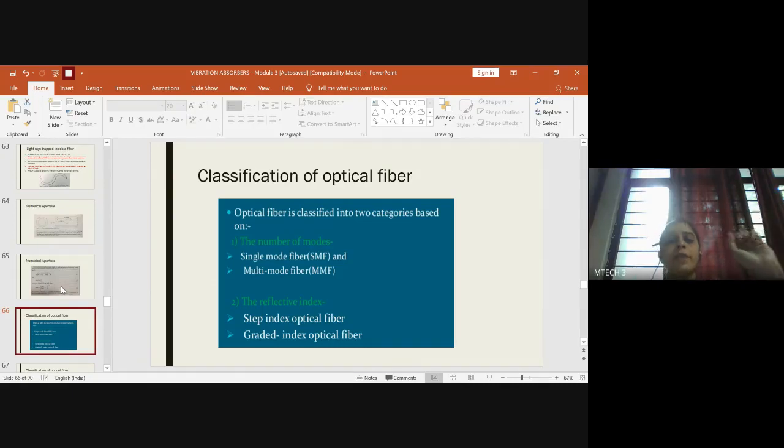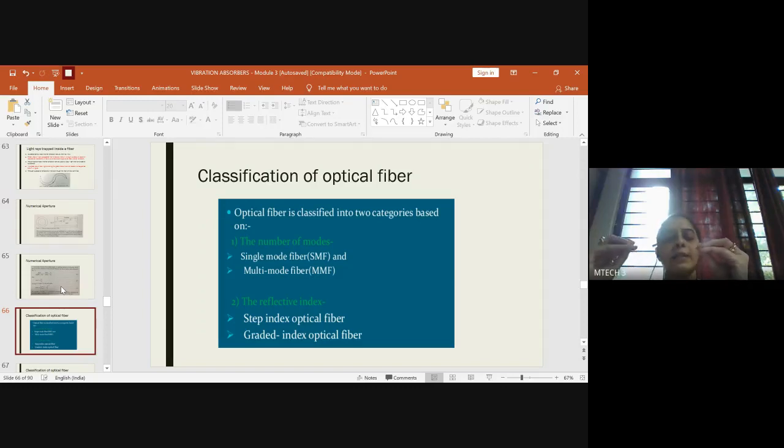See, basically we have two types of classification. One is based on the number of modes with which the light rays is transmitted. Second one is based on the refractive index. I have told you what you mean by refractive index and how the light rays get reflected, how the incident angle and the critical angle play a vital role in transmitting the light rays from one end to the other. So you have enough concepts in your mind, right?